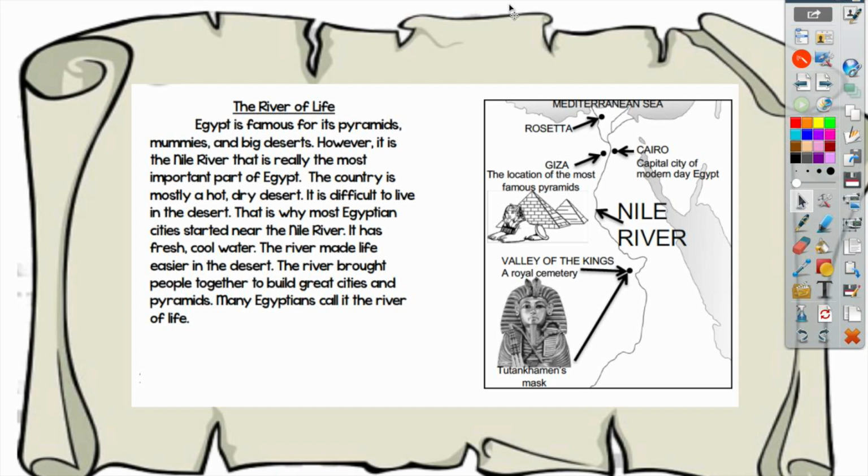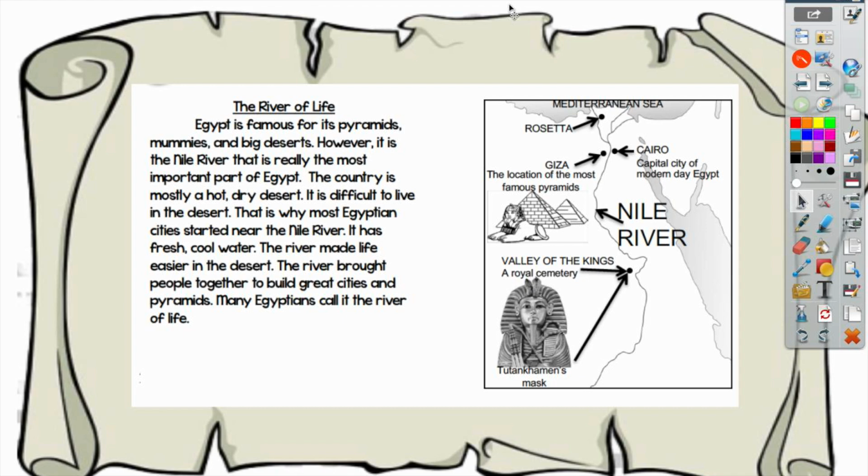Let's get started. Egypt is famous for its pyramids, mummies, and big deserts. However, it is the Nile River that is really the most important part of Egypt. The country is mostly a hot, dry desert. It is difficult to live in the desert. That is why most Egyptian cities started near the Nile River. It has fresh, cool water. The river made life easier in the desert. The river brought people together to build great cities and pyramids. Many Egyptians call it the River of Life.